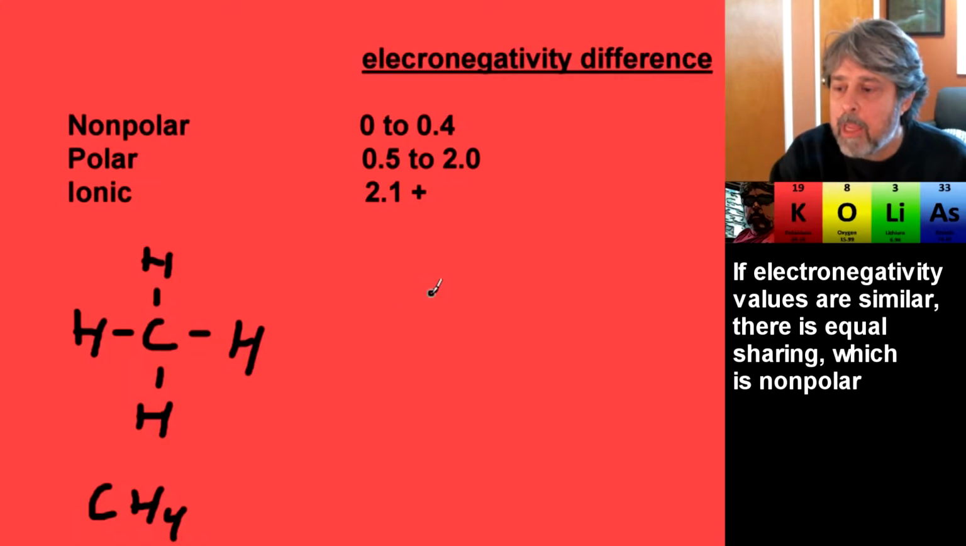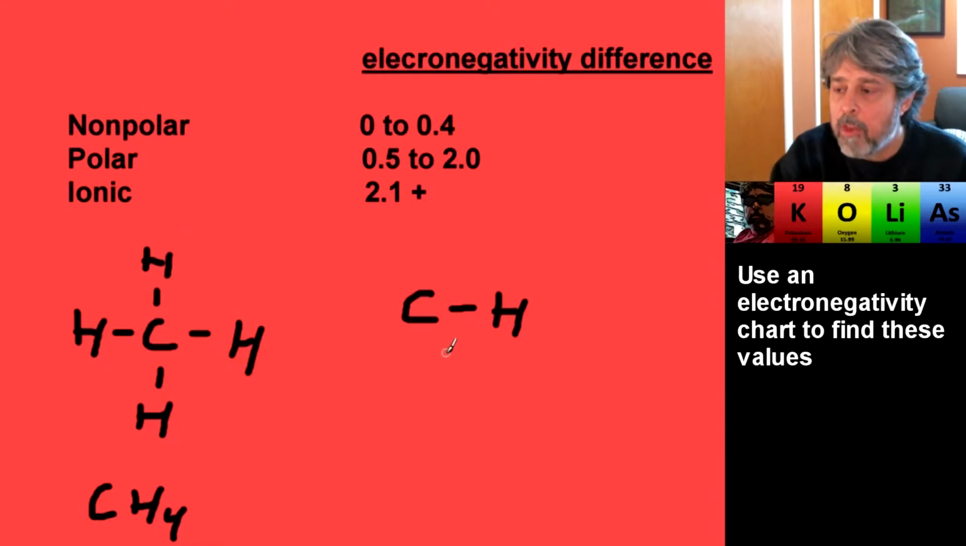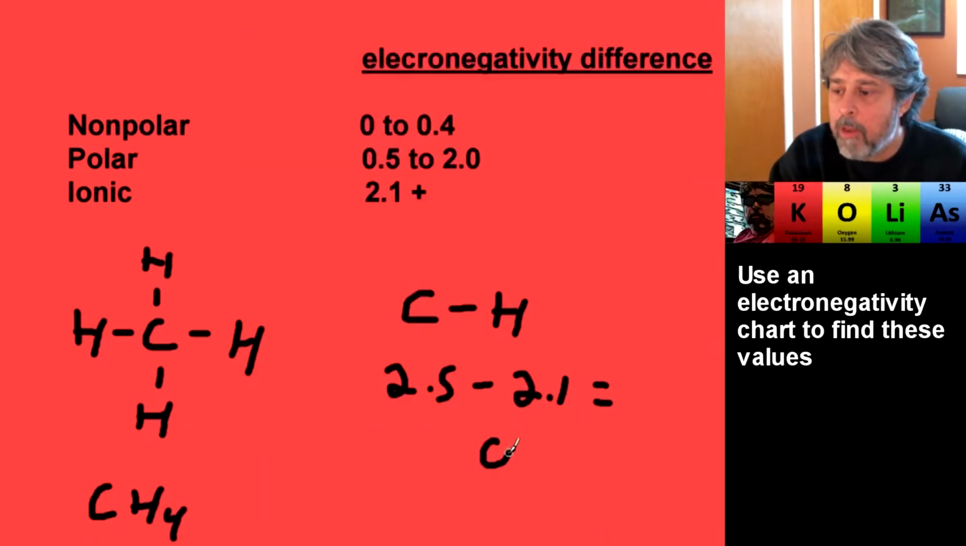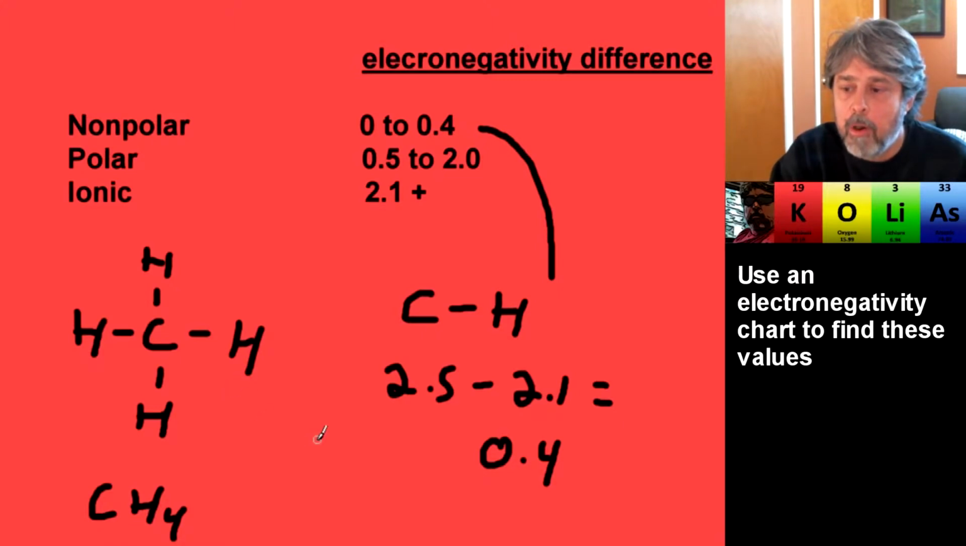So we're going to calculate the CH bond. Remember, we're just doing bonds right now, single bonds. All right, CHs. So we'll take the number for C, which is 2.5. If we look at our chart and we subtract the 2.1 from the hydrogen, we end up getting a difference of 0.4. And as you can see, 0.4 is nonpolar, so CH bonds are nonpolar.